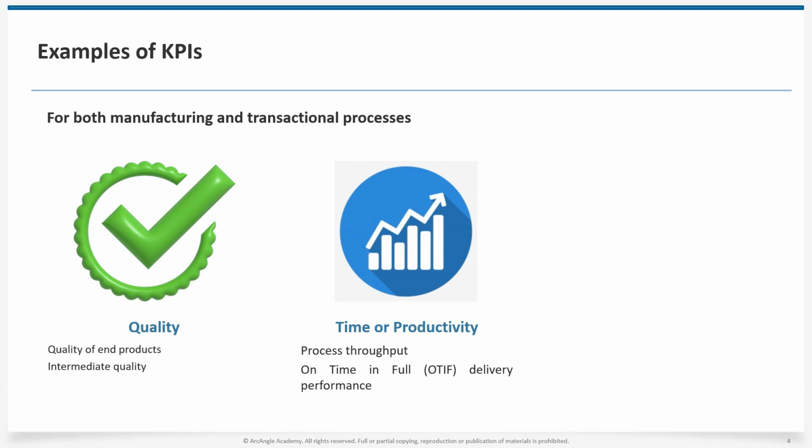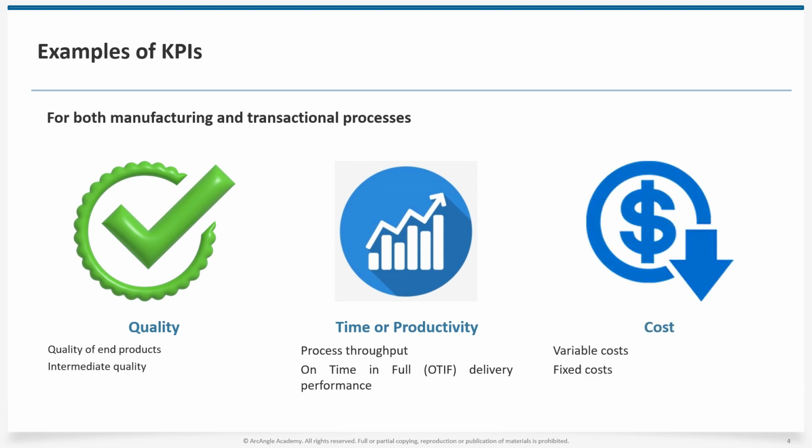Time or productivity KPIs for transactional processes, average handling time. It reflects the average time taken to handle a customer request or transaction. Response time. This KPI measures the time taken to respond to a customer inquiry or request. Transaction processing time. It quantifies the time required to process a transaction from initiation to completion.